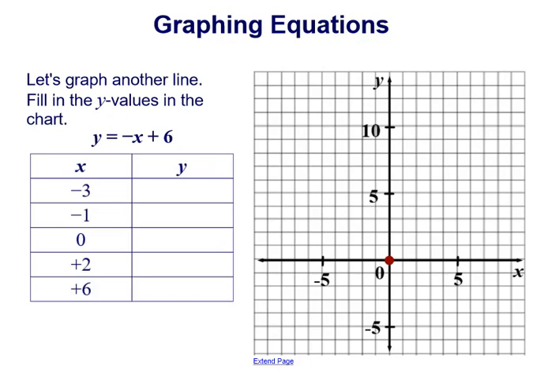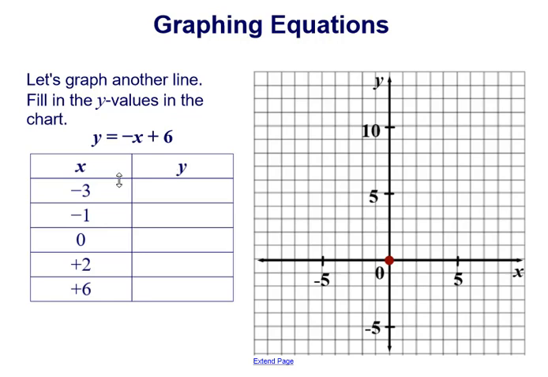Let's graph another line. Here we have the equation y equals -x plus 6. So we're going to use the table method and fill in the y values given the chart with the x values. We have x values of -3, -1, 0, 2, and 6. So we're going to start by using the equation to find the y values so that we can plot our ordered pairs and connect them with a line.